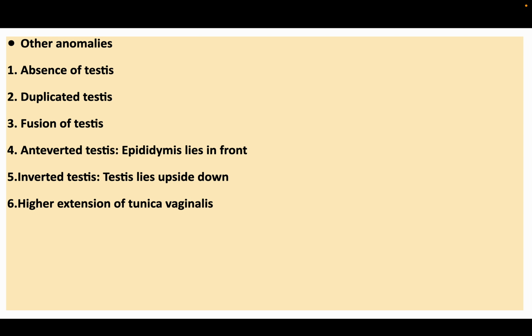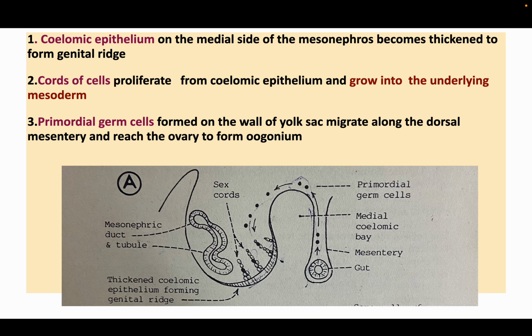Now other anomalies which can happen: absence of testes may be there, duplicated testes may be there, fusion of the testes may be there, anteverted testes where the epididymis lies in front, inverted testes lying upside down, higher extension of the tunica vaginalis. So these are the other anomalies of the development of the testes. Now coming to the development of ovary.